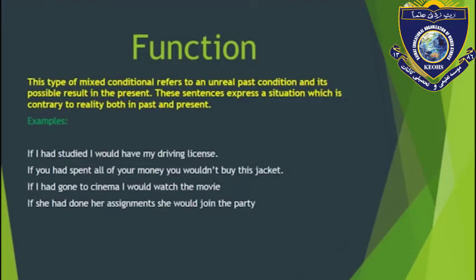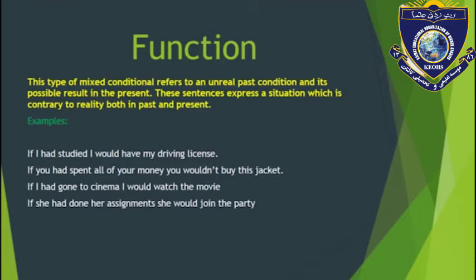Function of the mixed conditional sentence. This type of mixed conditional refers to an unreal past condition. Here I have mentioned we are talking about an unreal past condition or action. The action is completely unrealistic and it didn't happen in the past, and its possible result in the present. The sentences express a situation which is contrary to reality both in the past and present.